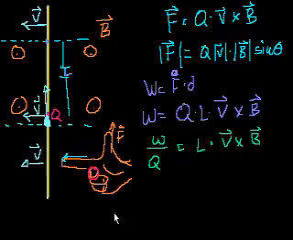So what is work per charge? The units of work are energy, right? Joules. And charge is in coulombs. So what is it? Joules per coulomb.